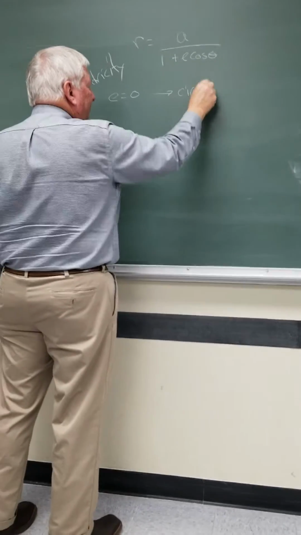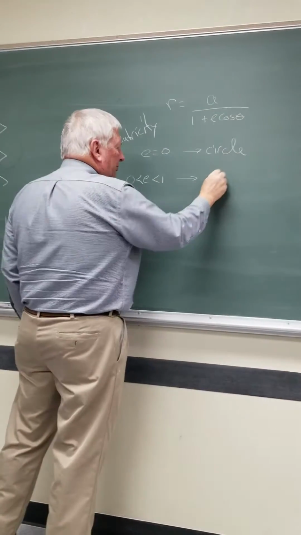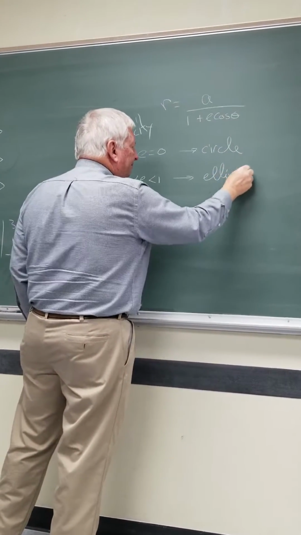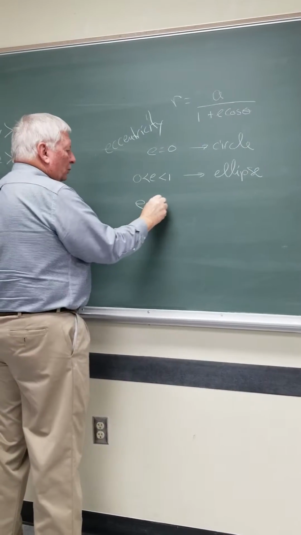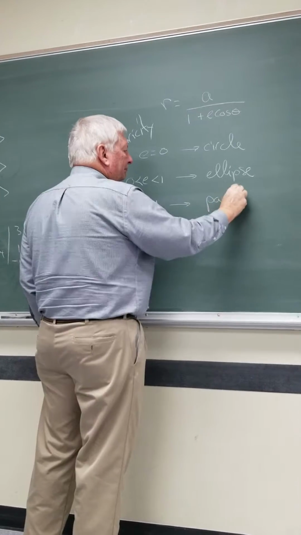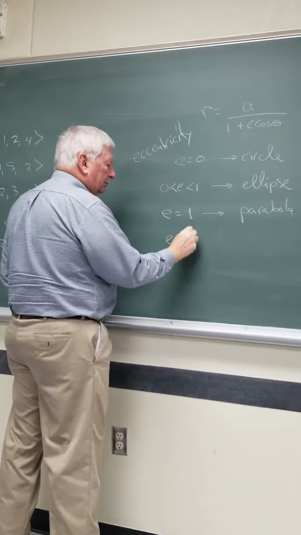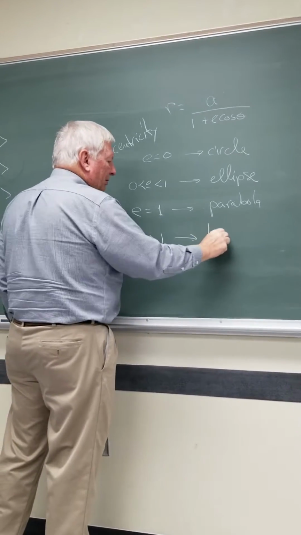Then we have a circle. If 0 is less than e is less than 1, then it produces an ellipse. If e is equal to 1, it produces a parabola. And if e is greater than 1, it is a hyperbola.